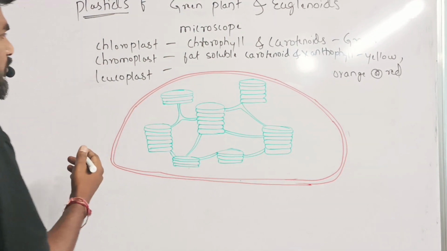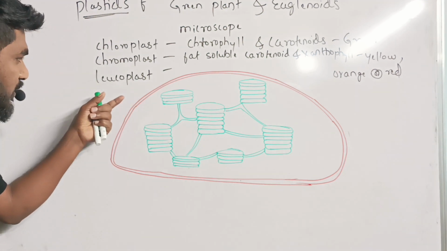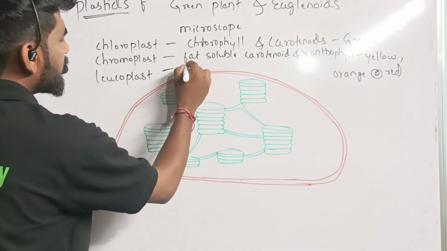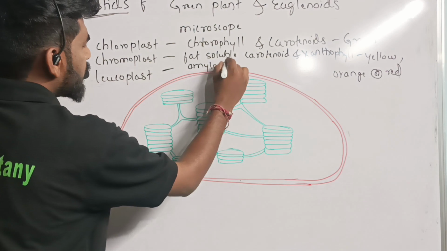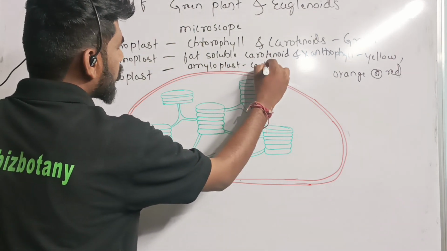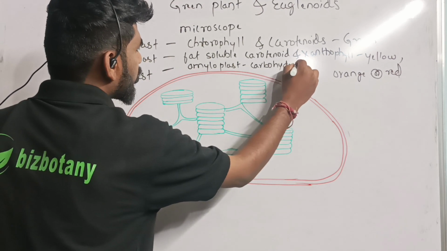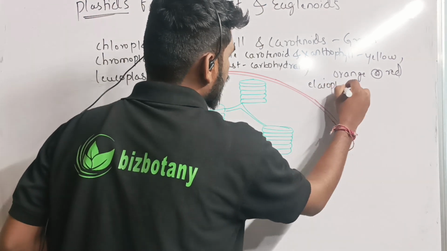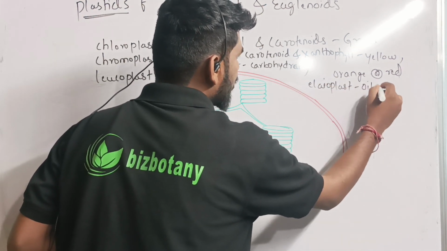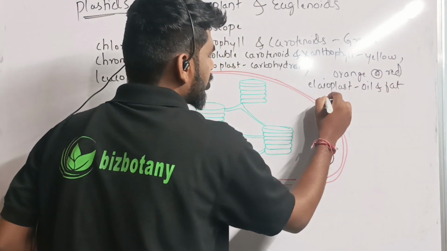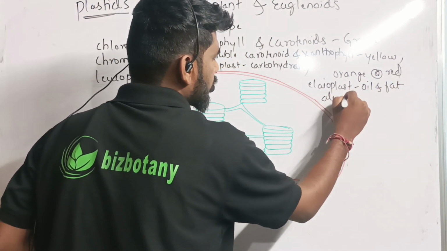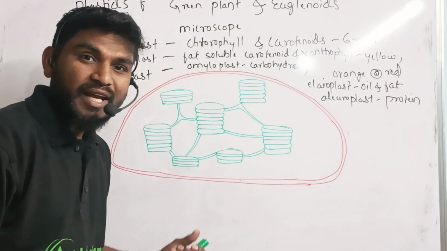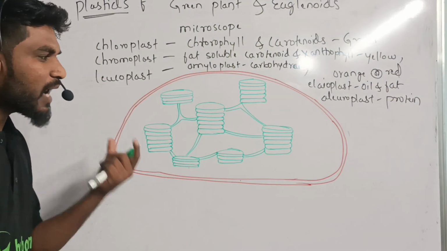In leucoplast we have three types. They store food material. They don't have any color pigment. They just store food material. First one is amyloplast, which stores carbohydrate. Elaioplast, which stores fat. Aleuroplast, which stores protein material. These are the three types of plastids which are present in plants.